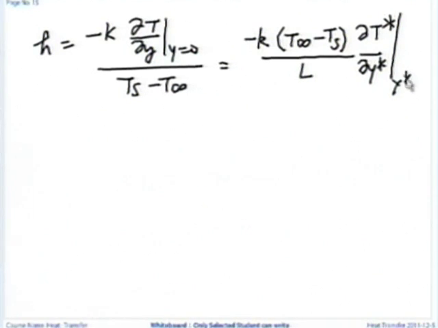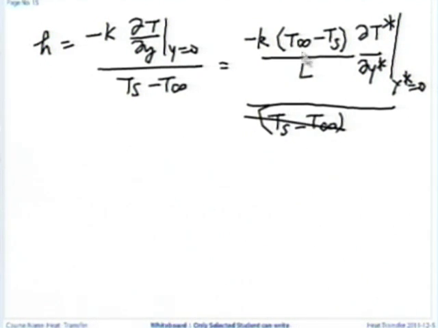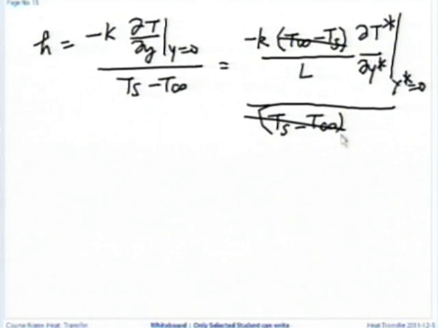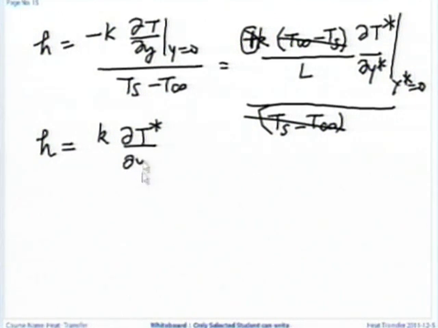y equal to 0 translates to y star equal to 0, divided by T_s minus T infinity. That cancels off, and there is a minus sign already sitting there, so it will become plus. This is T infinity minus T_s, this is T_s minus T infinity, so this is going to become plus. So, h is equal to, one of the most important findings, k dT star by dy star at y star equal to 0. What is this k? k of f.